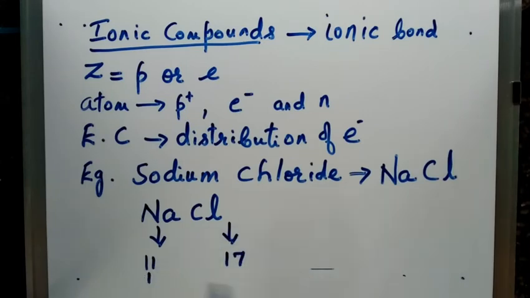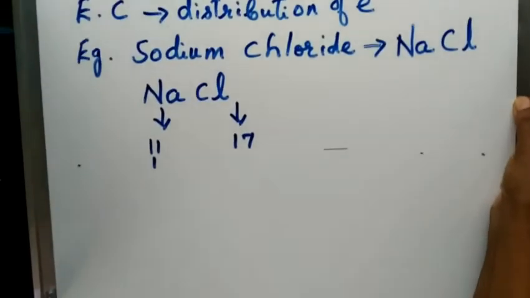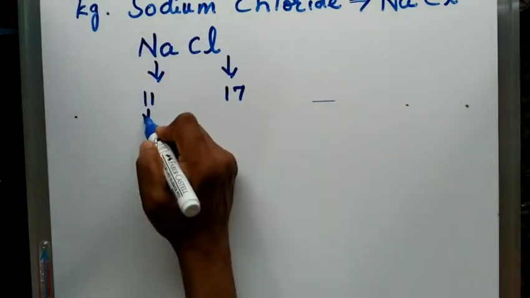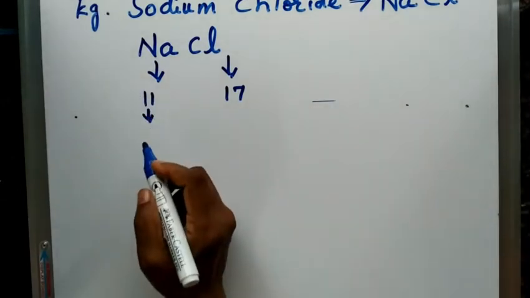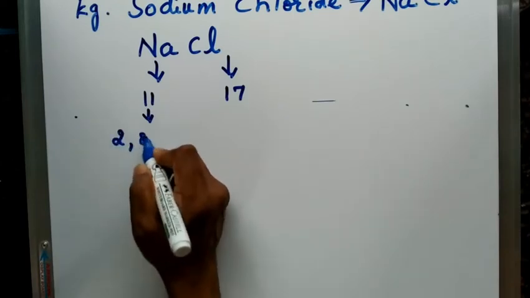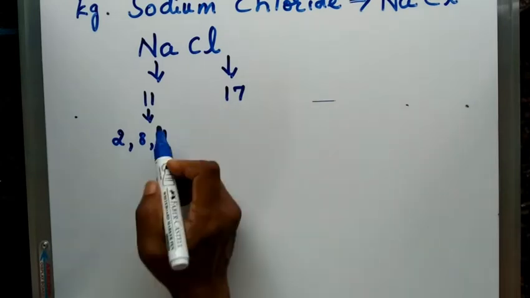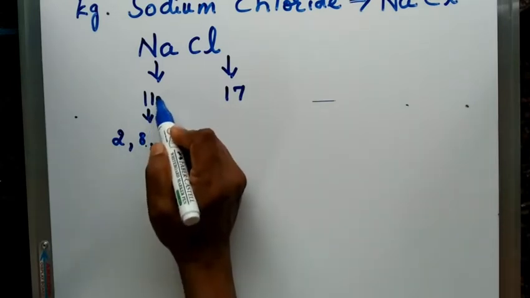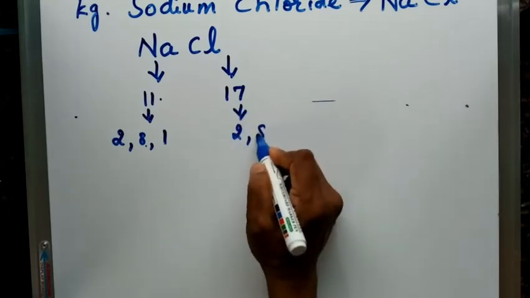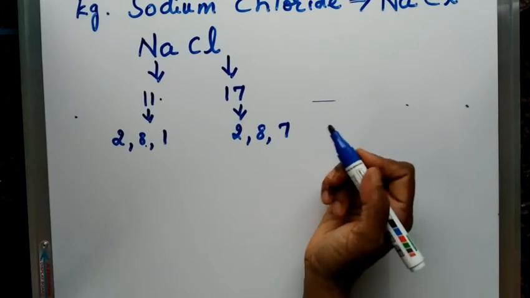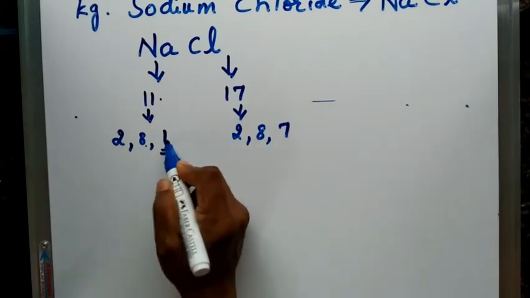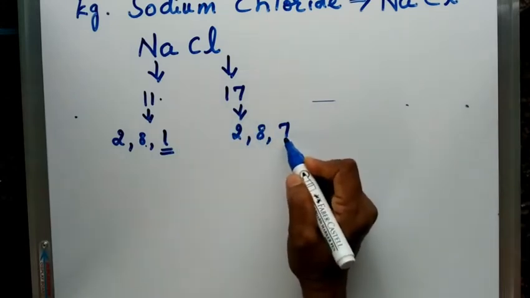The distribution of electrons in various shells, that is 2, 8 and 1. So total 2, 8 and 1, that gives you 11. And here chlorine atom we have 2, 8 and 7. Now if you look at this electronic configuration, it's easy to give this one electron to this chlorine atom.